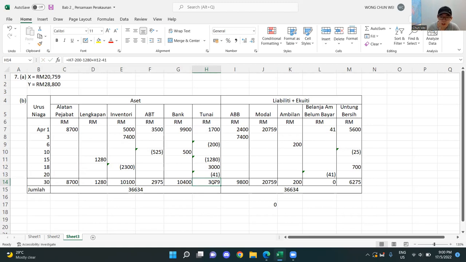Is it? So when I change this one and I add up all the asset again, all the baki kat sini, then I will get a new jumlah, which is 36,634. And when I get this figure, and I compare with the figure on the liability plus equity pemilik side, 36,634 juga. So this is imbang dah. All right, so this should be correct. You got what I mean?